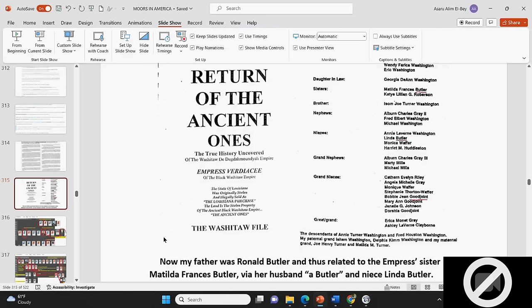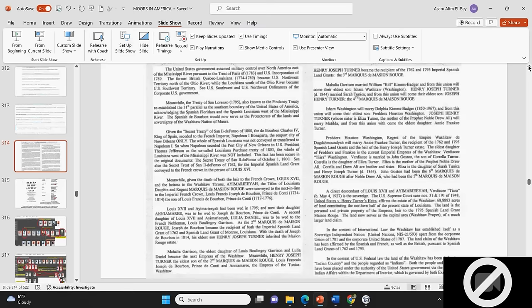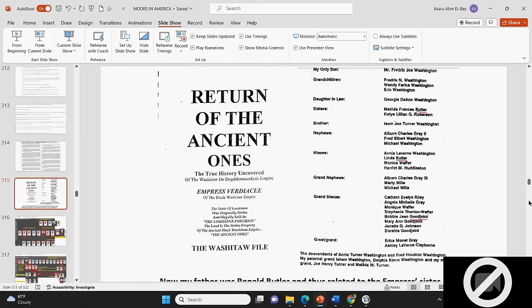Now, when you read this book, she breaks down my only son, Mr. Frederick Joe Washington, grandchildren, Frederick N. Washington, Wendy Ferrica Washington, Eric Washington, daughter-in-law, Georgia Deanne Washington, sister, Matilda Frances Butler. That was the first clue. That's why that Butler is underlined, because my family married into the Washoe, but I am also a descendant of the Washoe at the same time. So this is ill. You're going to see something here.